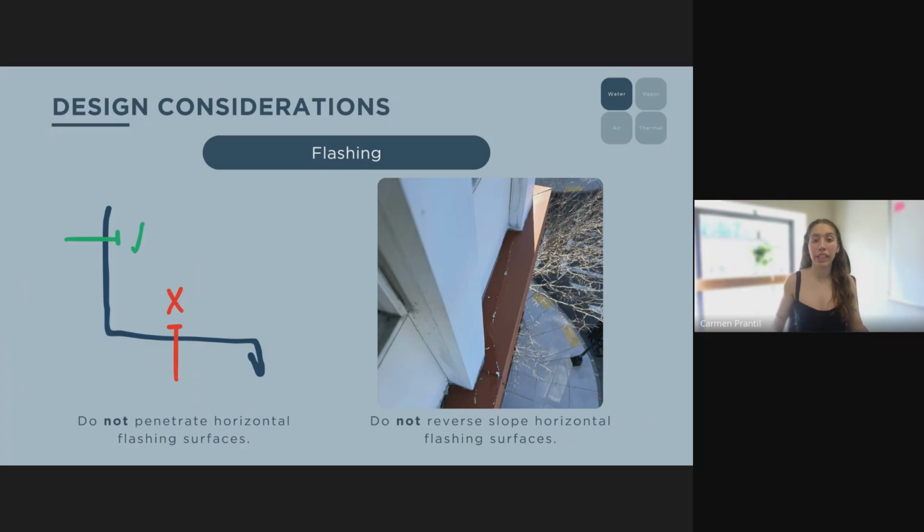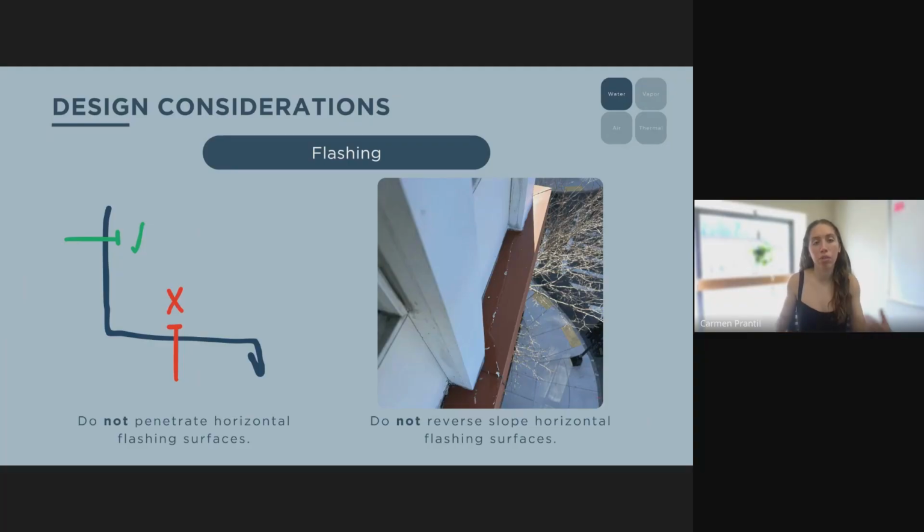And if we're penetrating it on that horizontal, we're creating a literal hole where water is precisely designed to collect. So we want to be fastening the flashing to our wall assembly on this vertical leg, not the horizontal surface. Second, the flashing has to slope outward in order to direct water away from the building.